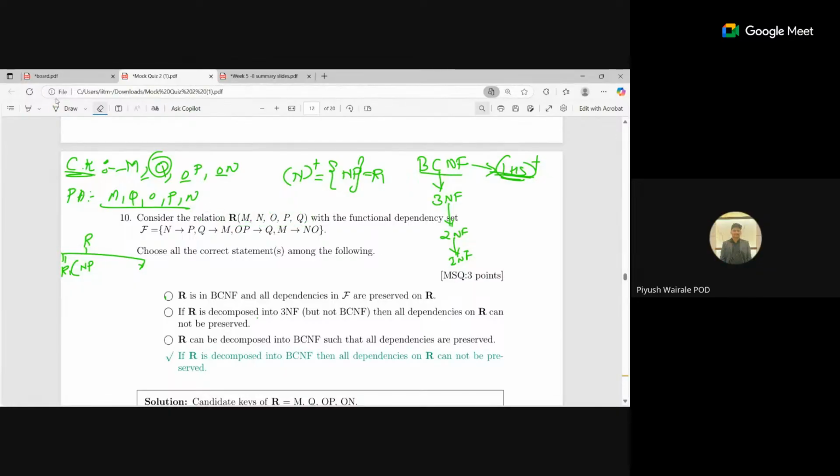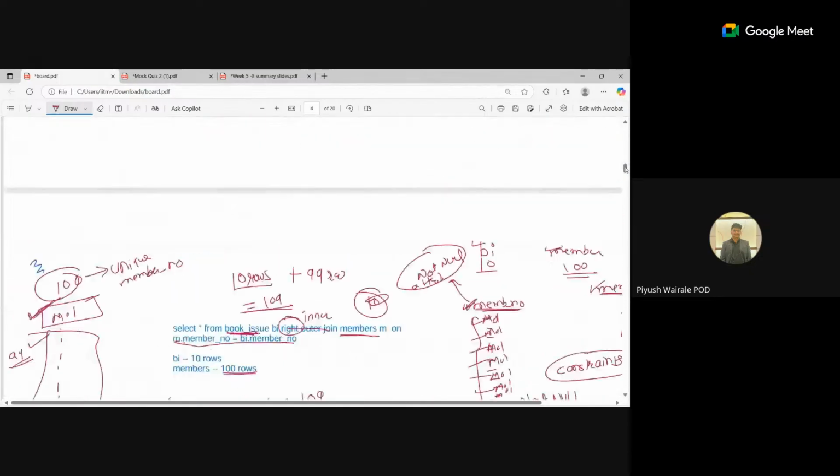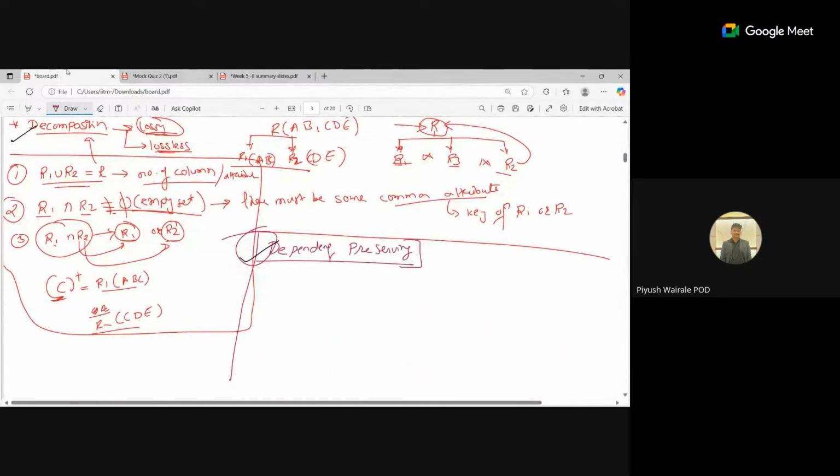So here this FD is violating my condition. What we are doing is taking the closure of N and finding out how many attributes there are. Now we are naming this R1. So my R1 is NP here. What should be my R2? For R2, you have to remember those three conditions we discussed for decomposition. This is applicable here, right?